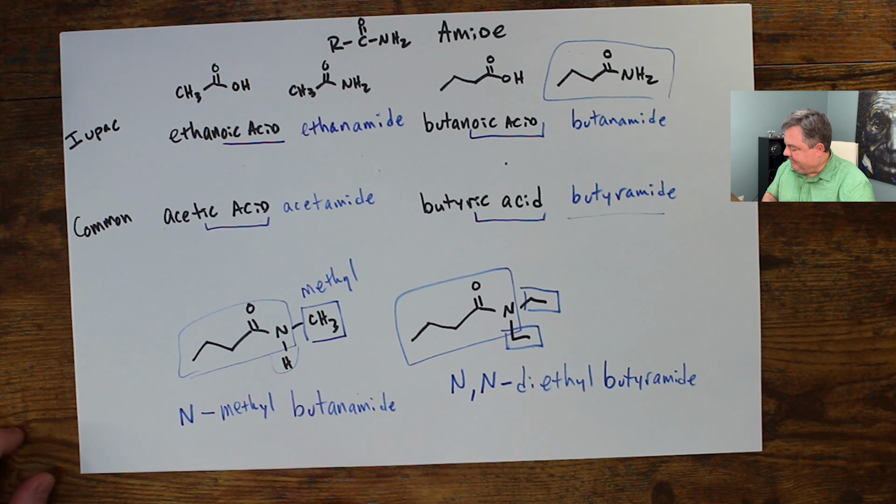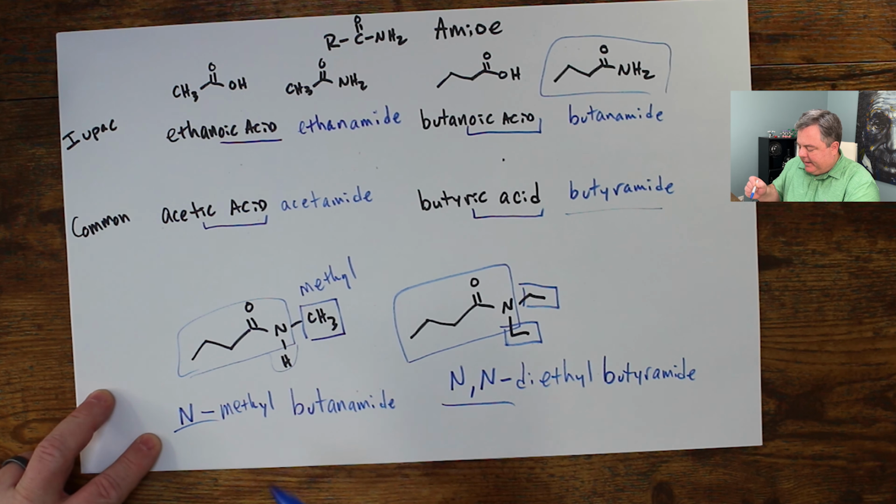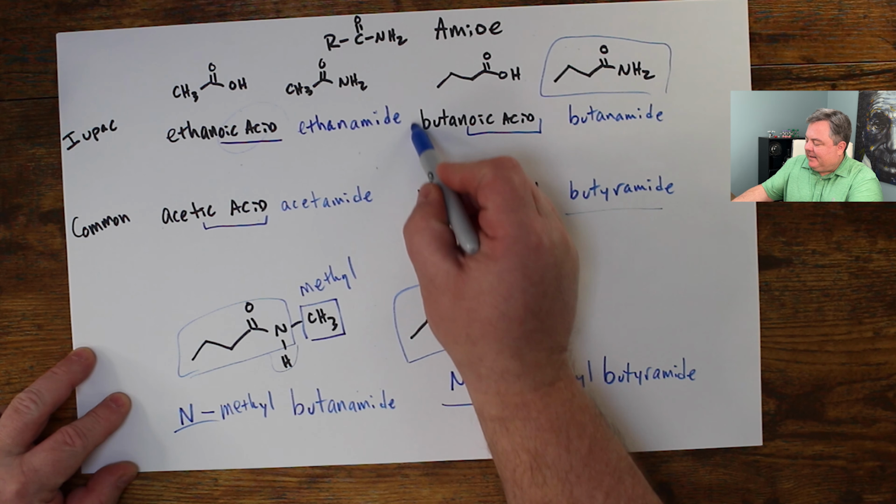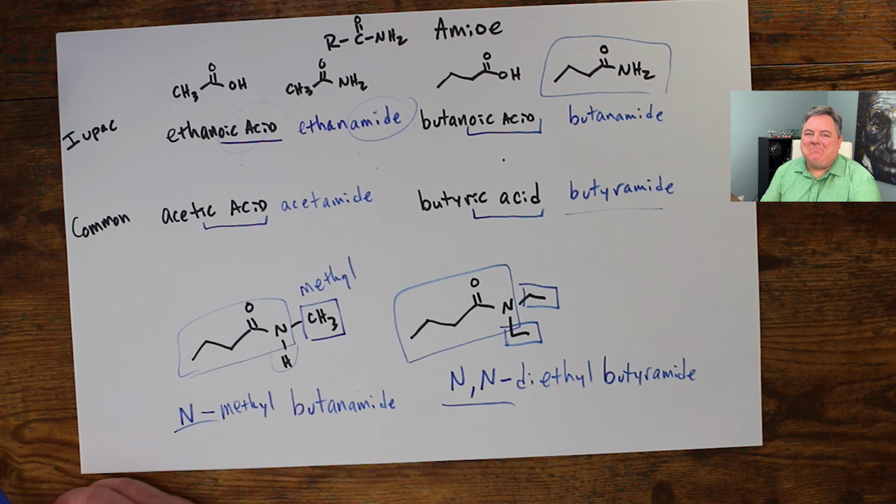N,N-dimethyl. So now that you know what the capital N stands for at the beginning, it just means something's on that nitrogen atom. Hey, I hope that helps. Drop the ic acid, add the amide ending, and you're home.